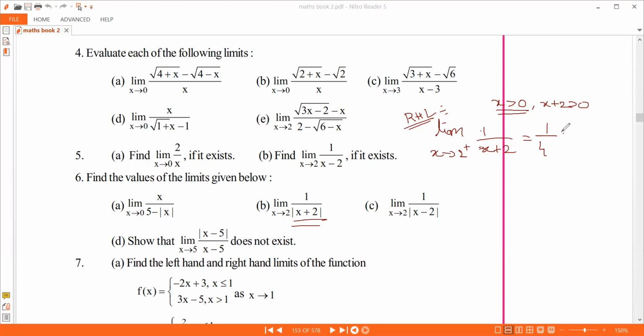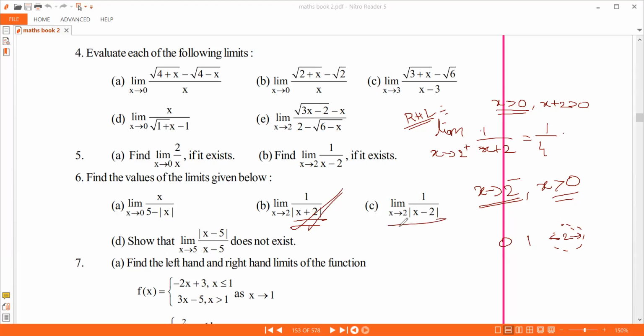Even for the LHL, it's the same. When I write x tends to 2 minus, x is greater than 0 only, because we are just looking at very close to 2. We are not going much away from 2. So you are watching within the neighborhood of 2. Suppose this is 2, you are watching a circle near to 2. 0 is somewhere here, 1 is somewhere here. You are not approaching any negative number, so you are getting a positive sign. So there is no issue about this problem.